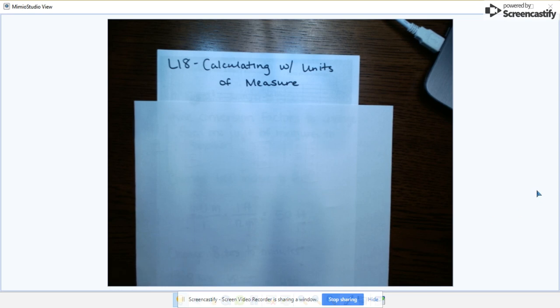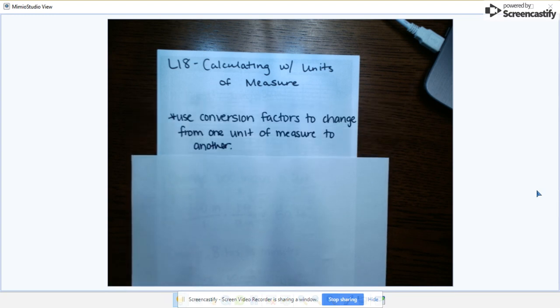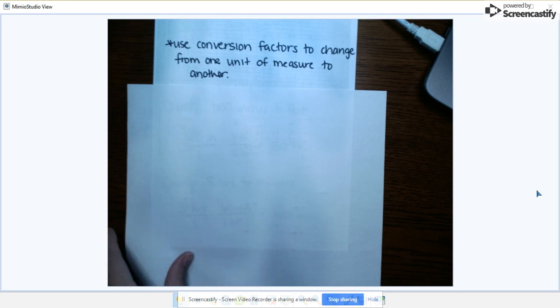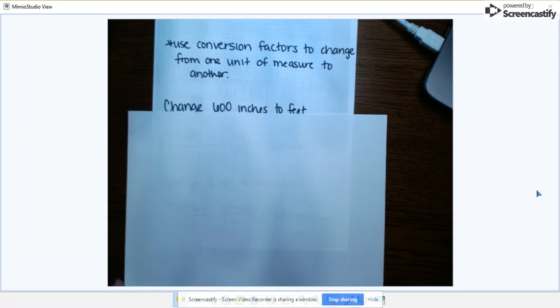Hello, this video is going to talk about calculating units of measure and converting units of measure. So we can indeed change from one unit of measure to another using conversion factors. So we're just going to jump into an example.